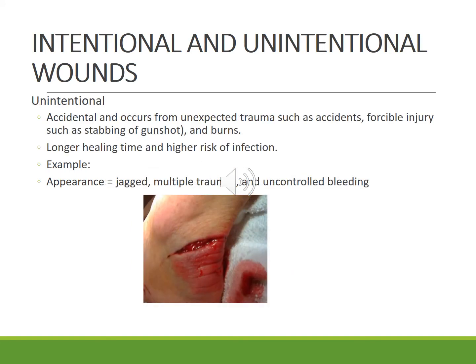When we think of an unintentional wound, that's that accidental cut that happens, and it occurs with unexpected trauma, such as accidents, forcible injury, possibly burns. As you can see in the example picture, we possibly don't have that nice, well-approximated edge with these. These will take a little longer to heal because this cut was made and it probably wasn't with sterile technique. We are at a higher risk of infection with unintentional wounds. And again, the appearance of this, sometimes they're jagged. Sometimes you may have some uncontrollable bleeding, and you sometimes have more tissue loss with these, so that takes a little longer to heal as well.